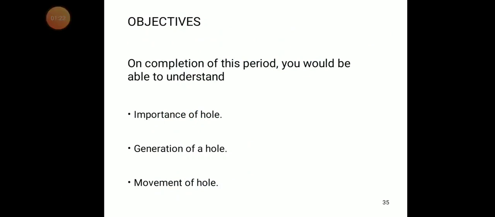the importance of a hole, generation of a hole, and movement of a hole. So after completion of this period, you would be able to understand the importance of the hole, the generation of the hole, and the movement of the hole. Let us see in detail.